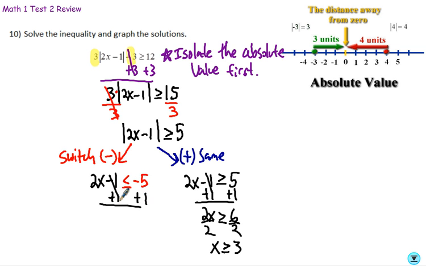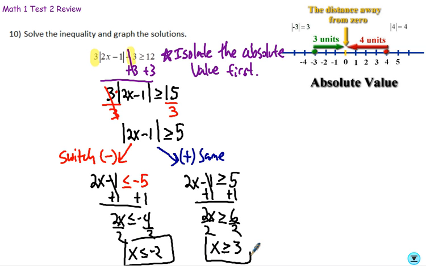Now we're still going to add 1 to each side like what we did over there on the left. Divide by 2, that part will be the same. So we get x is less than or equal to negative 2. So here's my answer: x less than or equal to negative 2, x greater than or equal to 3. The only other thing I want to do is graph this on a number line.